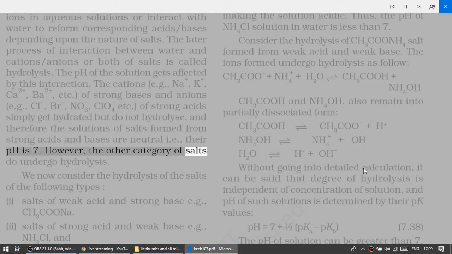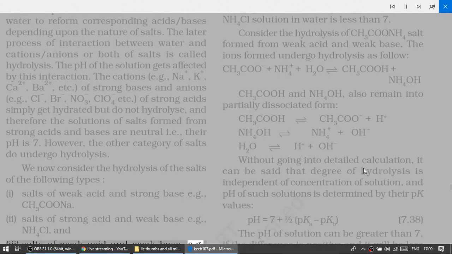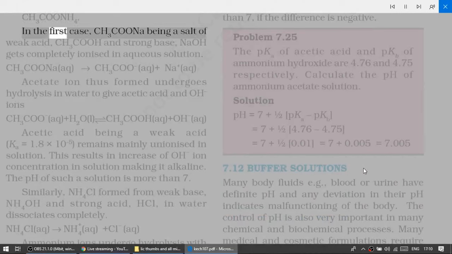However, the other category of salts do undergo hydrolysis. We now consider the hydrolysis of the salts of the following types: 1. Salts of weak acid and strong base, e.g., CH3COONa. 2. Salts of strong acid and weak base, e.g., NH4Cl. And 3. Salts of weak acid and weak base, e.g., CH3COONH4. In the first case, CH3COONa being a salt of weak acid, CH3COOH, and strong base, NaOH, gets completely ionized in aqueous solution.